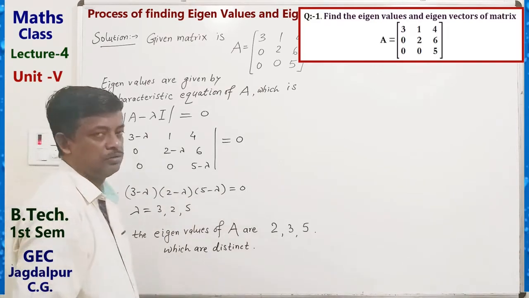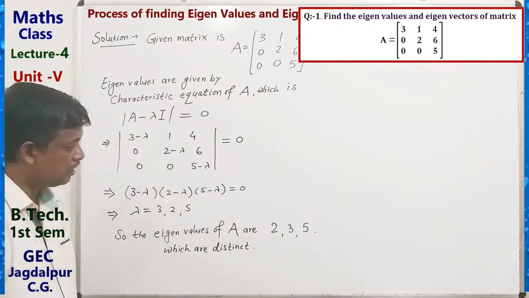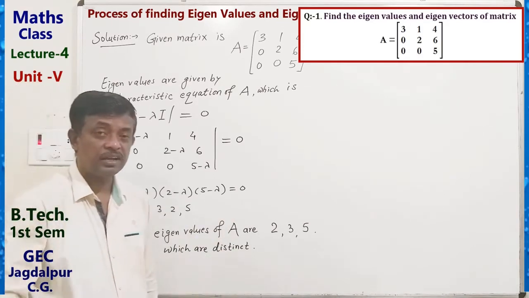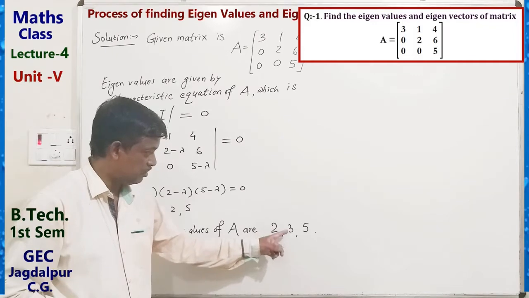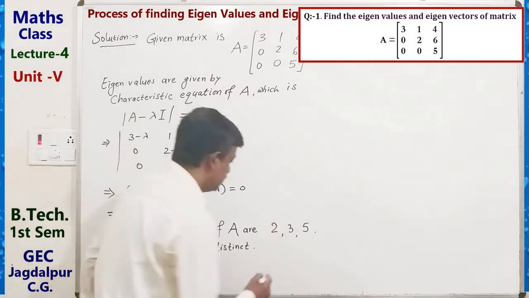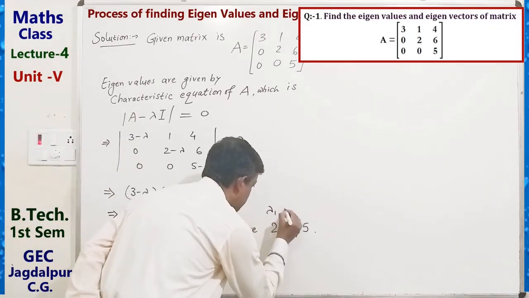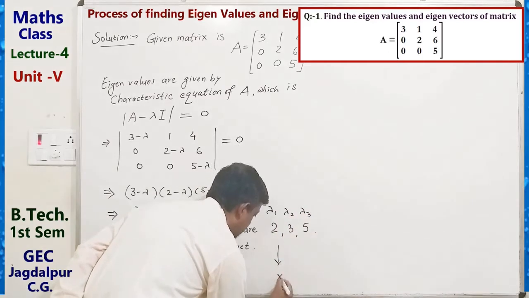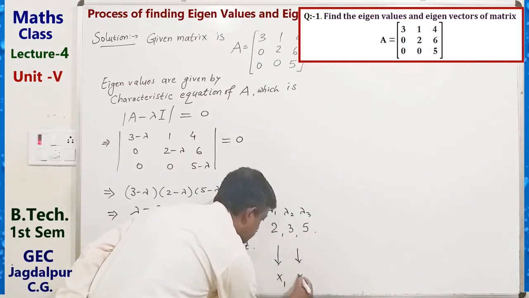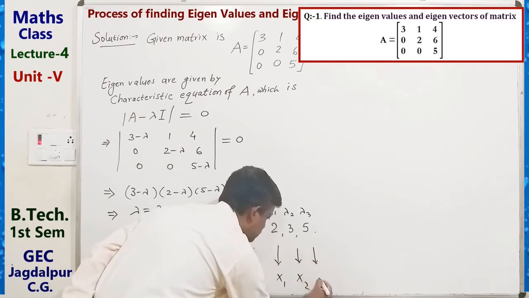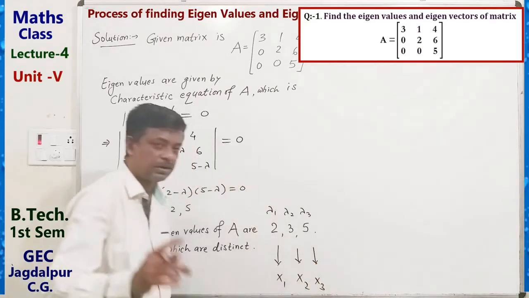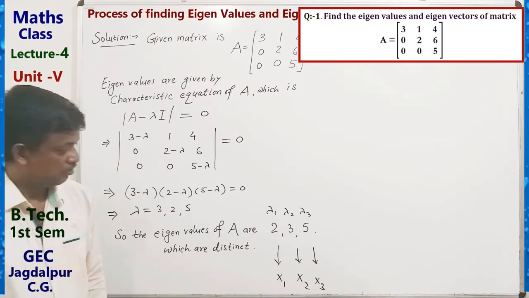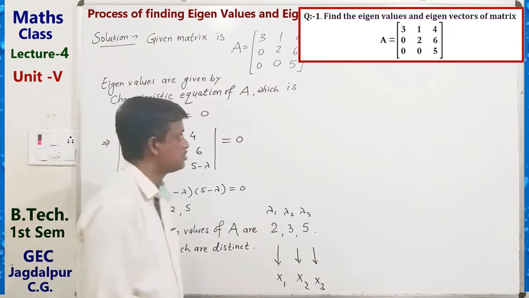Now corresponding to each eigenvalue we have to find eigenvectors. This is lambda 1, this is lambda 2, this is lambda 3. Now we have to find x1, x2, x3, so 3 eigenvectors will be there.